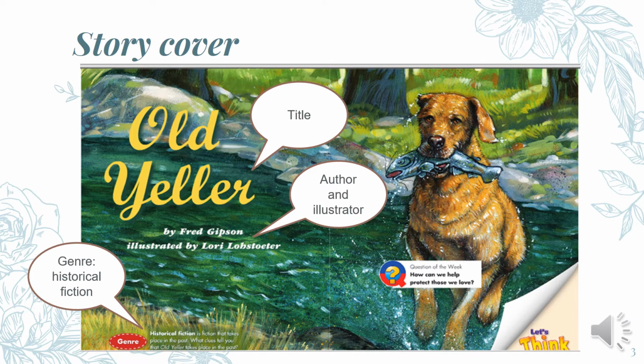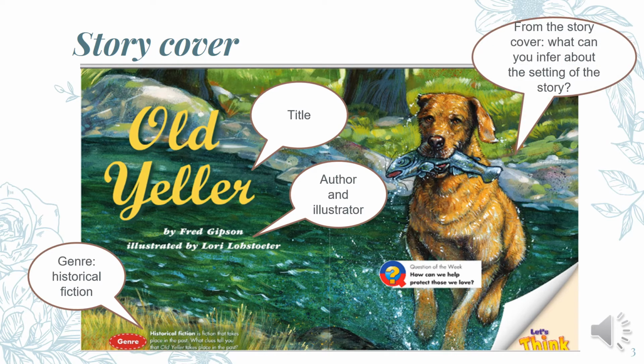So, what is a historical fiction story? It is fiction that takes place in the past. It means that the story occurred in the past. This is the time of the story. It happened a long time ago. Also, from this background, what can you infer about the setting of the story? I think here you can see that this is probably a stream, and the dog is catching a fish from this stream, and at the back, grasses and trees. So this might be a place in the wilderness.